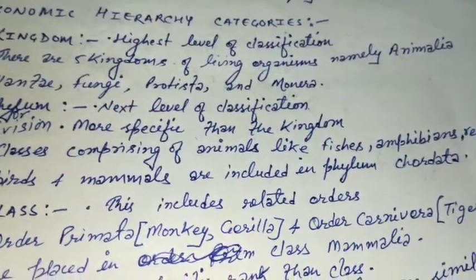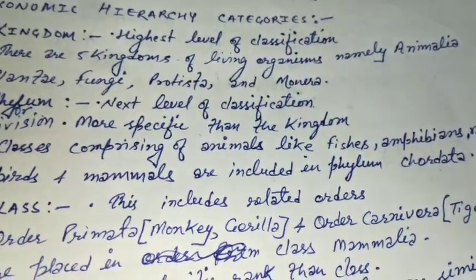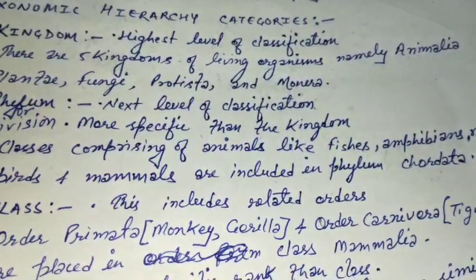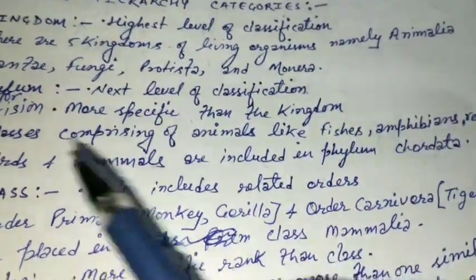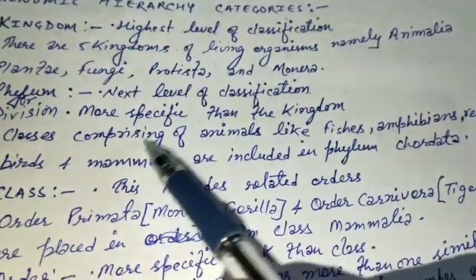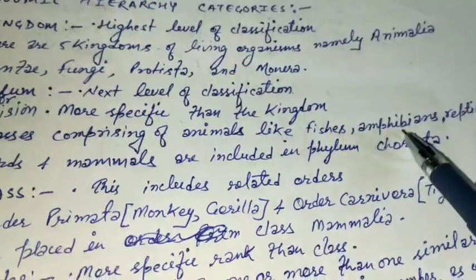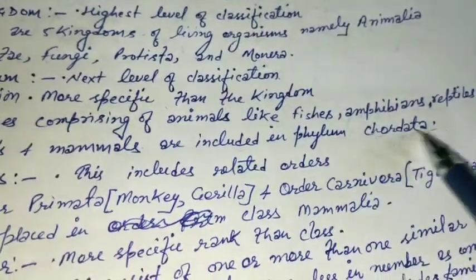All these, based on the common features like presence of notochord and dorsal hollow neural system, are included in phylum Chordata. So, classes comprising animals like fishes, amphibians, reptiles, birds, mammals are included in phylum Chordata.